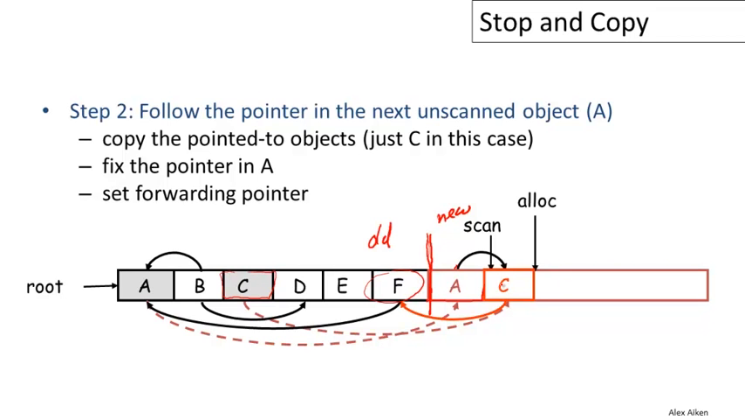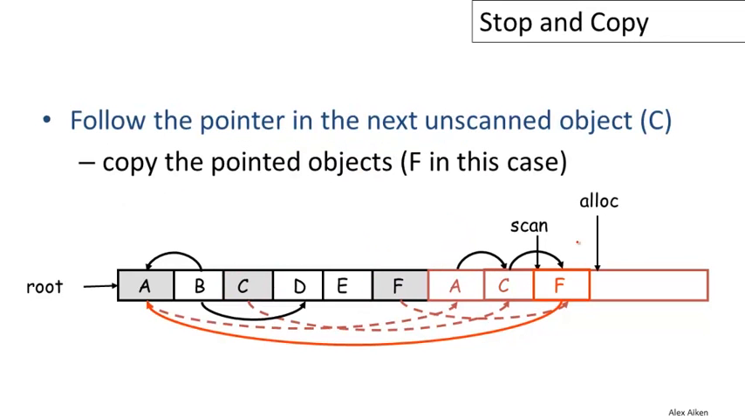And now we have to continue scanning objects that have been copied but not scanned, and we can see that there is an object between the scan and the allocation pointer, namely C, and so we'll now process all the pointers in C. Next, we scan C, and we discover that it points to F, which hasn't been moved yet, and so we copy F over into the new space, and we update the pointer in C. And now C has been copied and scanned.